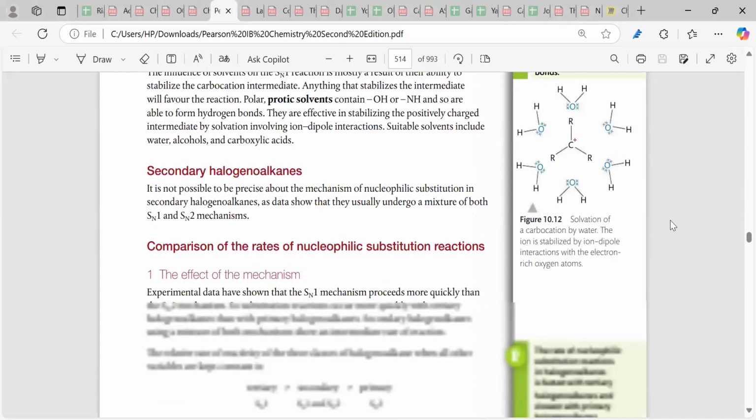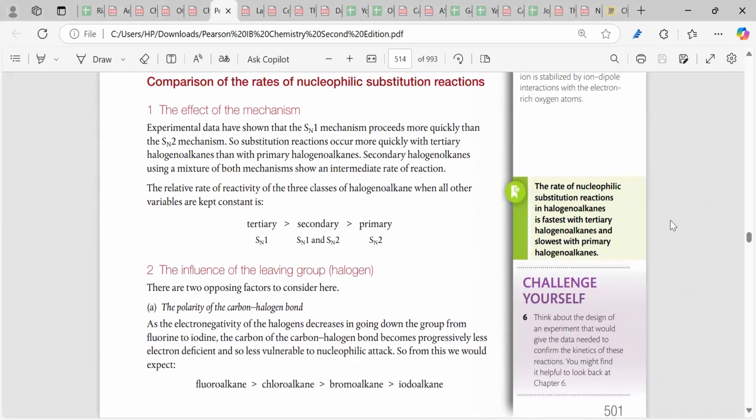Now we have to go into a very important part. Always remember that SN1 reactions will be fastest. Is it clear? Fastest. And SN2 will be the slowest. Is it clear? Understood?